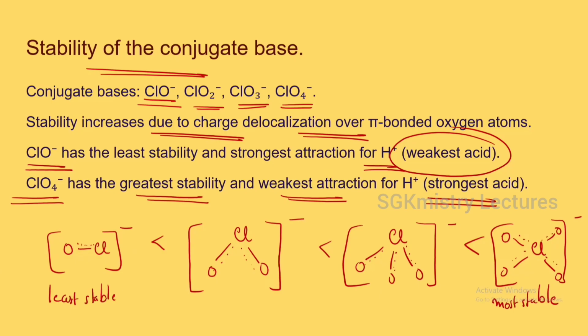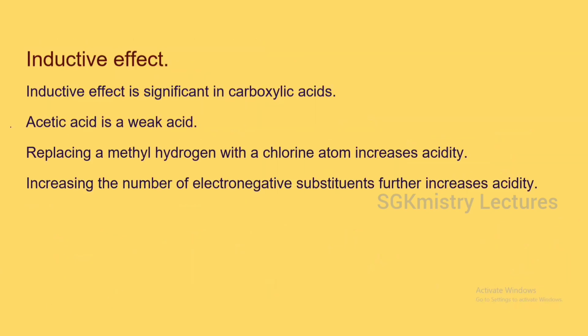Right. So next, coming to the inductive effect. The inductive effect is significant in the case of carboxylic acids. When you're talking about acetic acid, we know that it is a weak acid. Now, if the methyl hydrogen in the acetic acid is replaced by an electronegative atom like chlorine, then the acidity is drastically increased. Right. So more electronegative atoms should be substituted for the hydrogen.